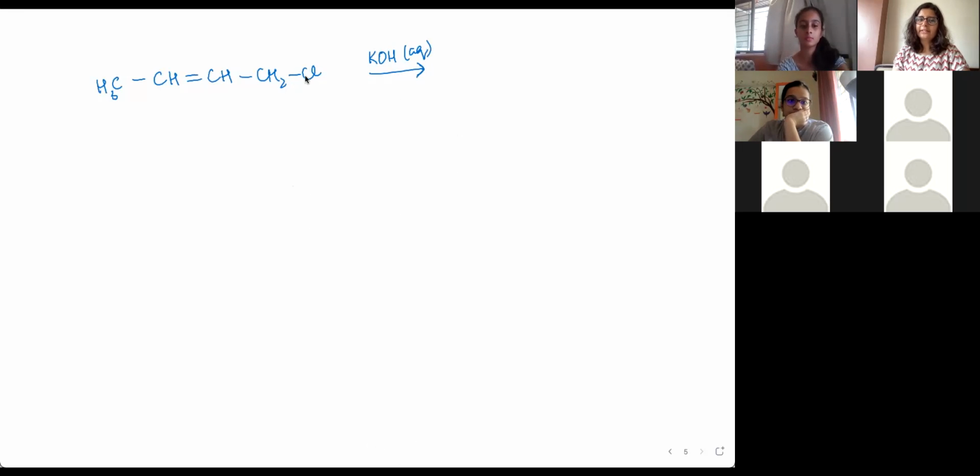Okay. Now, how would you decide कि कौन सा product form होगा? So in order to predict the products, you need to figure out ki, is this going to take Sn1 mechanism or Sn2 mechanism? So which mechanism will it follow? Which one? Sn1. Sn1 is right. But why Sn1? Because this is a primary alkyl halide.